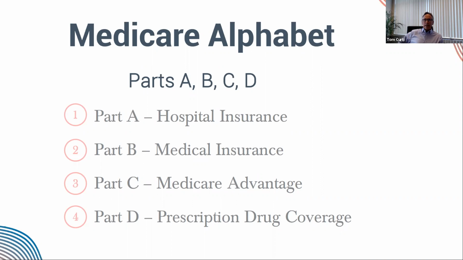Part A is hospital insurance, pretty self-explanatory, and this is in traditional Medicare. Part B is medical insurance for doctor visits and the like. And then Part D is for prescription drug coverage. All three of those parts are in the traditional Medicare world. You can also opt for Part C, which is a Medicare Advantage plan. Doug's going to get into the specifics of that. One is managed by the government, one is managed by private healthcare and subsidized by the government.